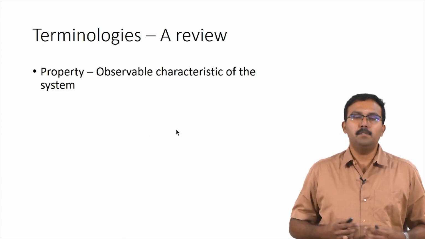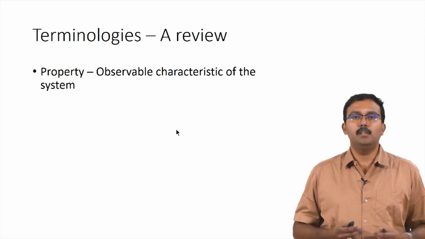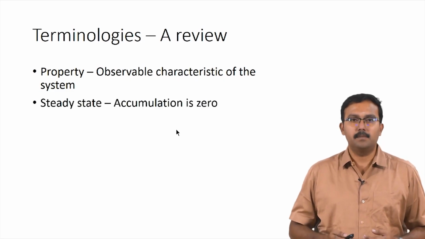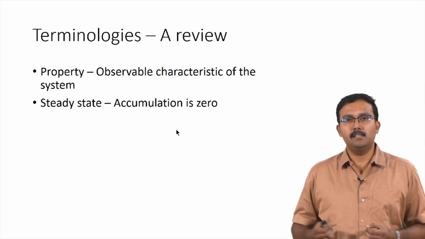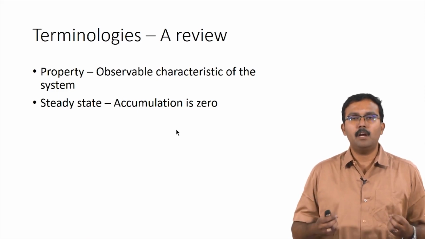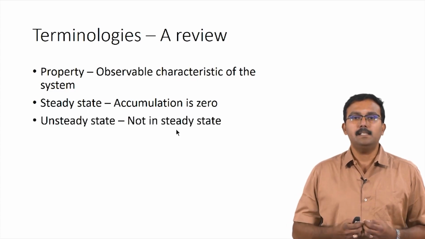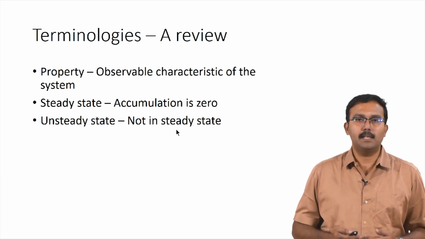Property is any observable characteristic of a system. It could be temperature, pressure, volume, mass and so on. So, all these are called the properties of the systems. Steady state is a process where the accumulation is 0 and the properties are not changing with respect to time. Unsteady state is when the system is not in steady state and there is accumulation happening.